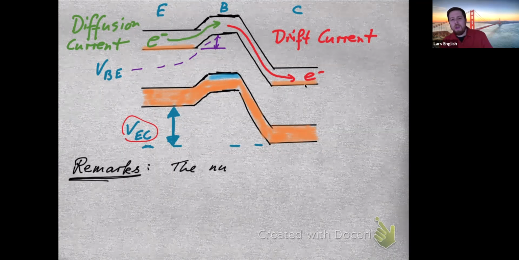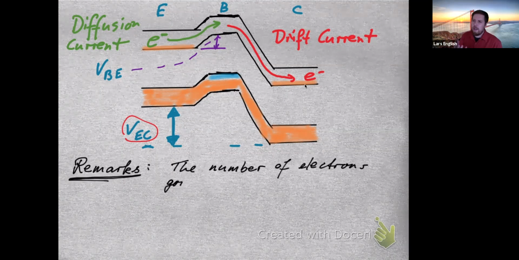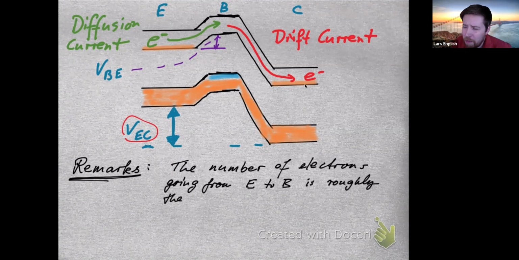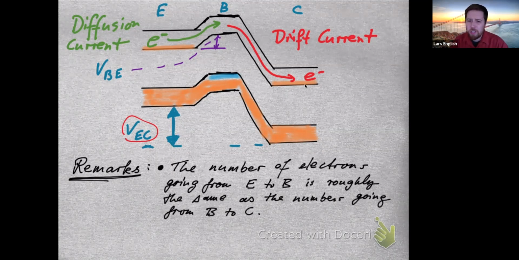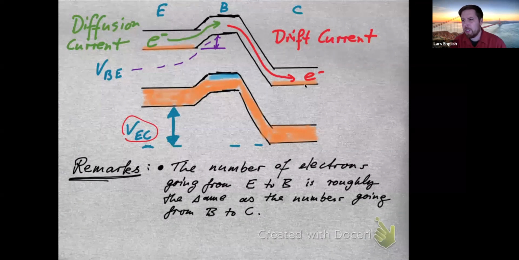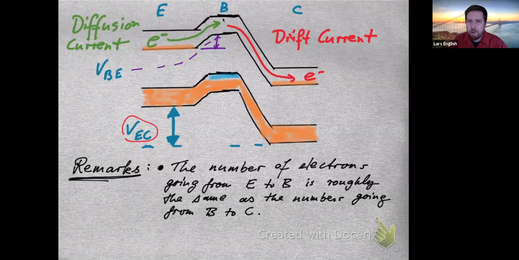And so a couple of remarks. That's the picture that's now emerging, the basic idea about these transistors. Now allow me a couple of remarks to refine the picture a little bit more. The first remark is that the number of electrons that go into the base from the emitter is roughly the same as the number that then go from the base to the collector. So this is one stream here.